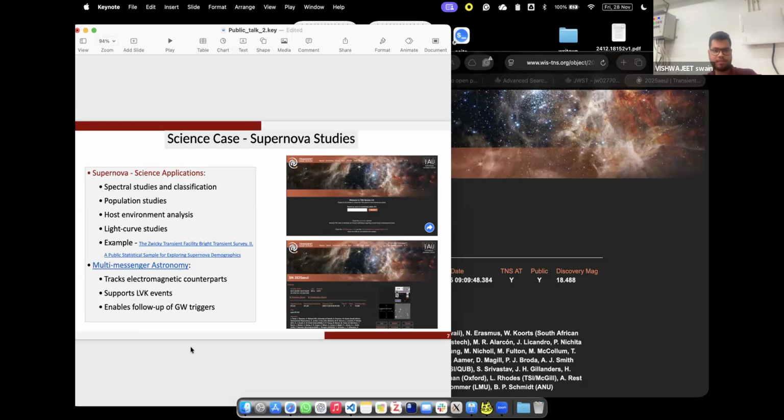Again, this helps us do spectral analysis, population studies, and host environment analysis. For example, people are also studying, for different classes of supernova, what activity is happening in their host. So that can also be studied. And then there is light curve analysis to model the bolometric luminosity and so on, right?